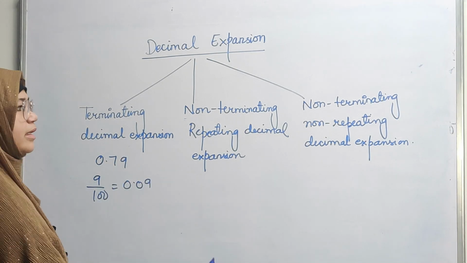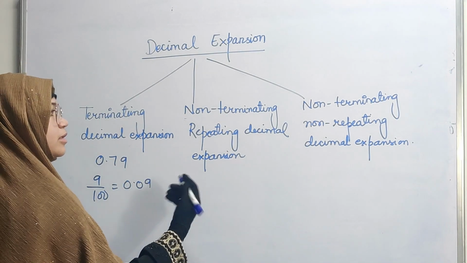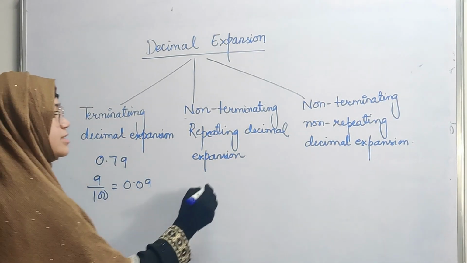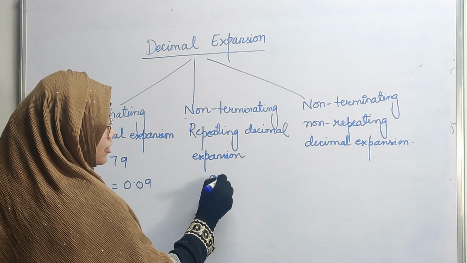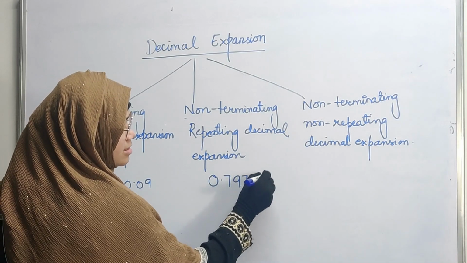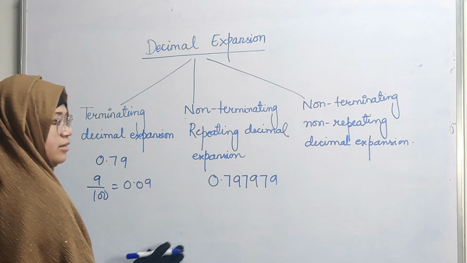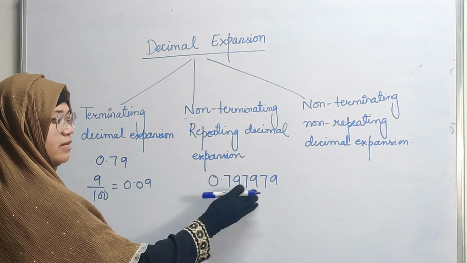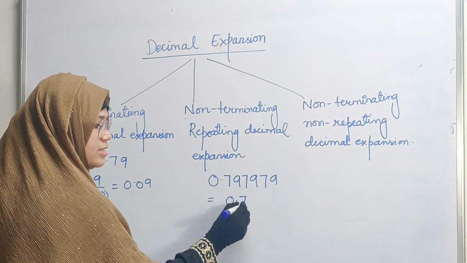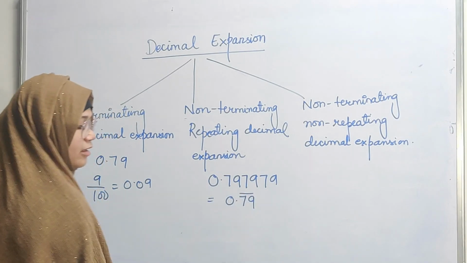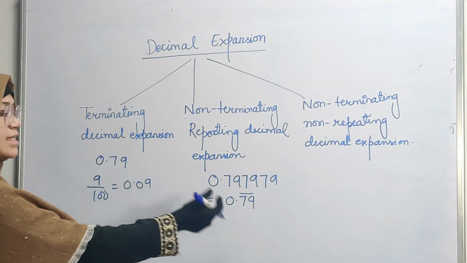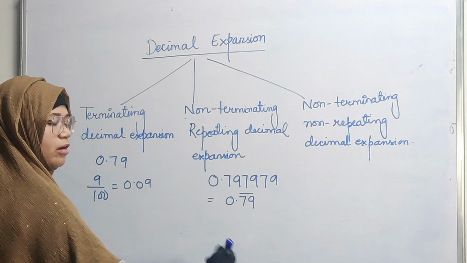What is non-terminating repeating decimal expansion? Non-terminating जो रुक नहीं रहा है, जो चलता जा रहा है, जैसे कि for example 0.797979. Here clearly you can see that 797979 is repeating. तो आप इसे कैसे लिख सकते हैं? 0.79 whole bar, where bar can show you that these numbers are repeating continuously.